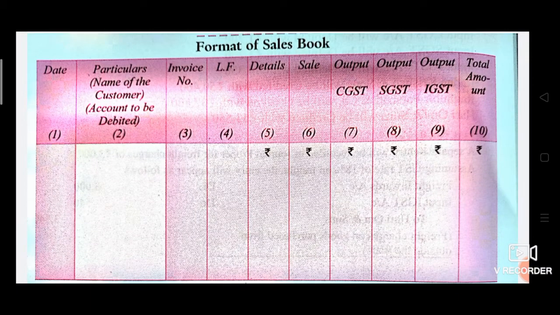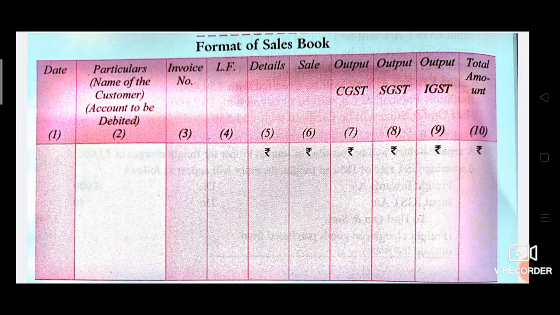Then we have to draw this format of sales book just like purchase book. Date, particulars, here name of the customer, that is account to be debited. We all know that when we sell goods we debit the account of the customer as debit the receiver. So here name of the customer whose account will be debited will be recorded in particulars column. Invoice number, LF, details, that is for calculations.